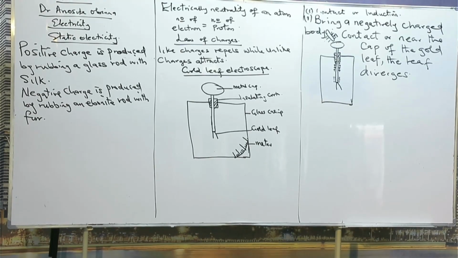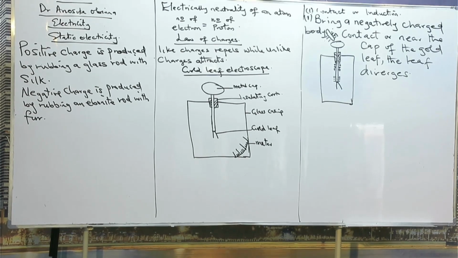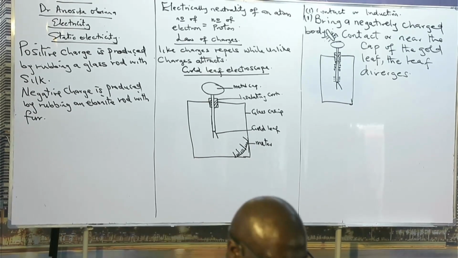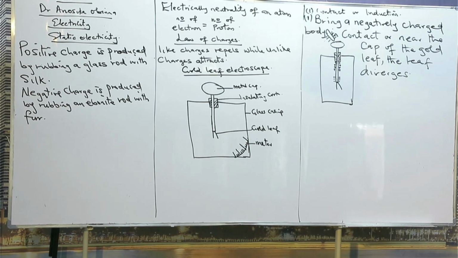Yes, I say if you want to charge the body positively. So she was asking, which steps are we taking? I said, if you want to charge an electroscope positively, the first step is to bring a negatively charged body in contact or near the cap of the gold leaf.